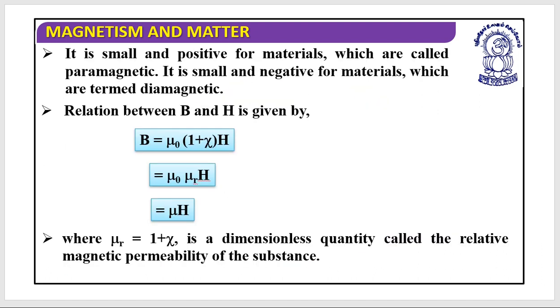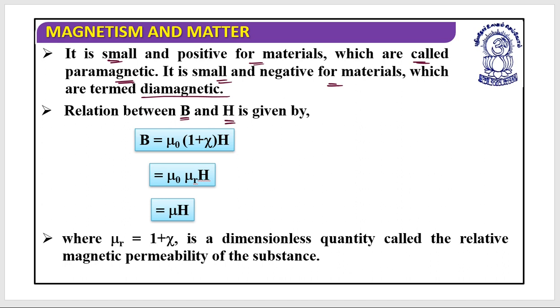Great. Now let's move on. The susceptibility is small and positive for materials which are called paramagnetic, and it is small and negative for the materials which we term diamagnetic. We are going to discuss diamagnetic, paramagnetic, and one more material, ferromagnetic, but that will be the later part of the session. So let's continue with the relation between B and H.